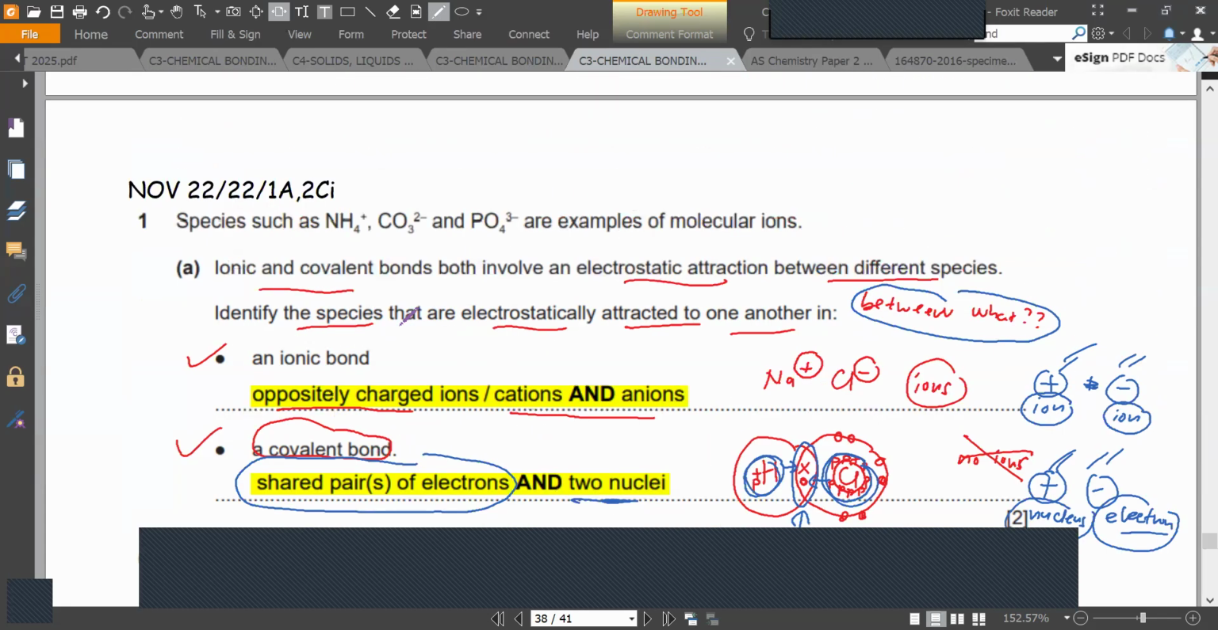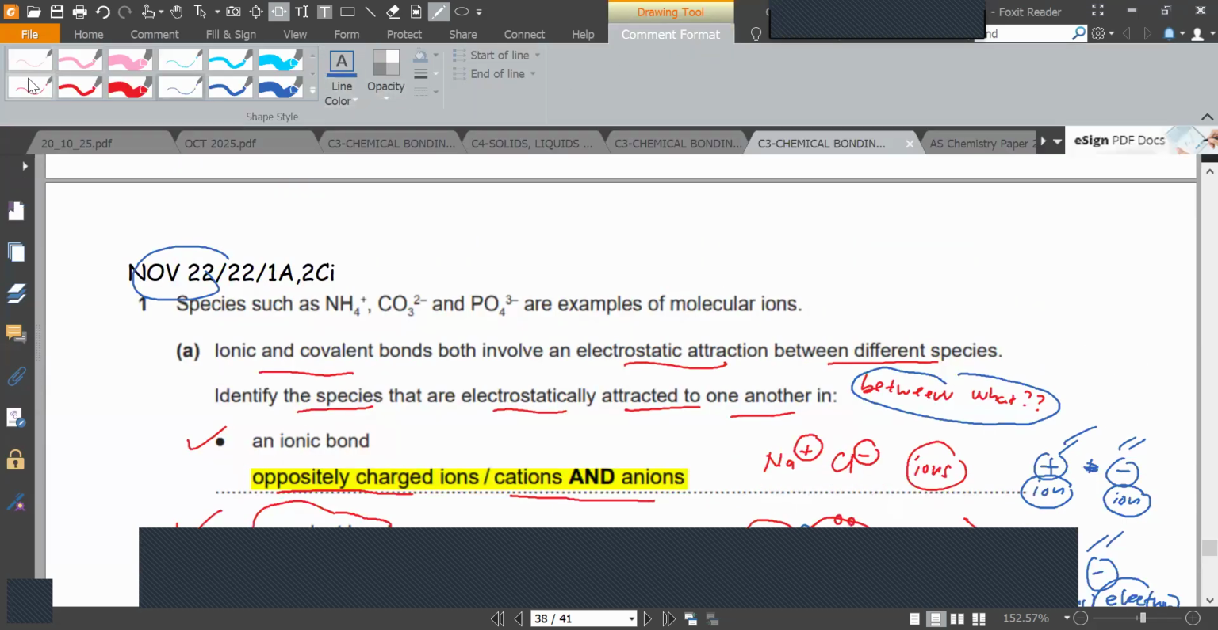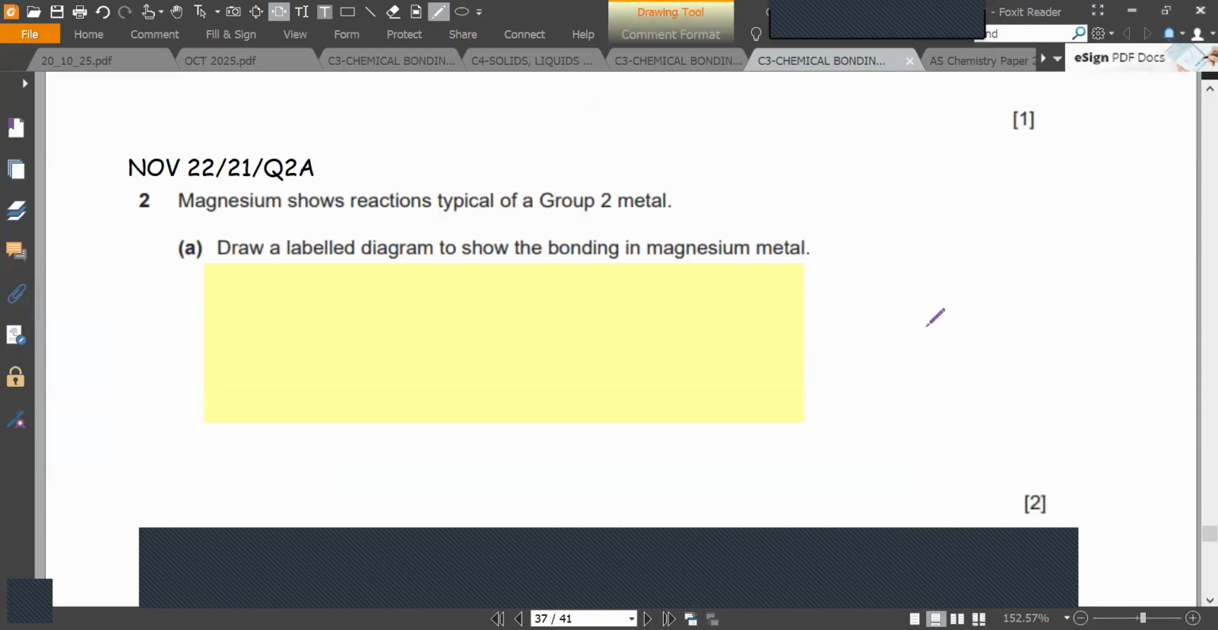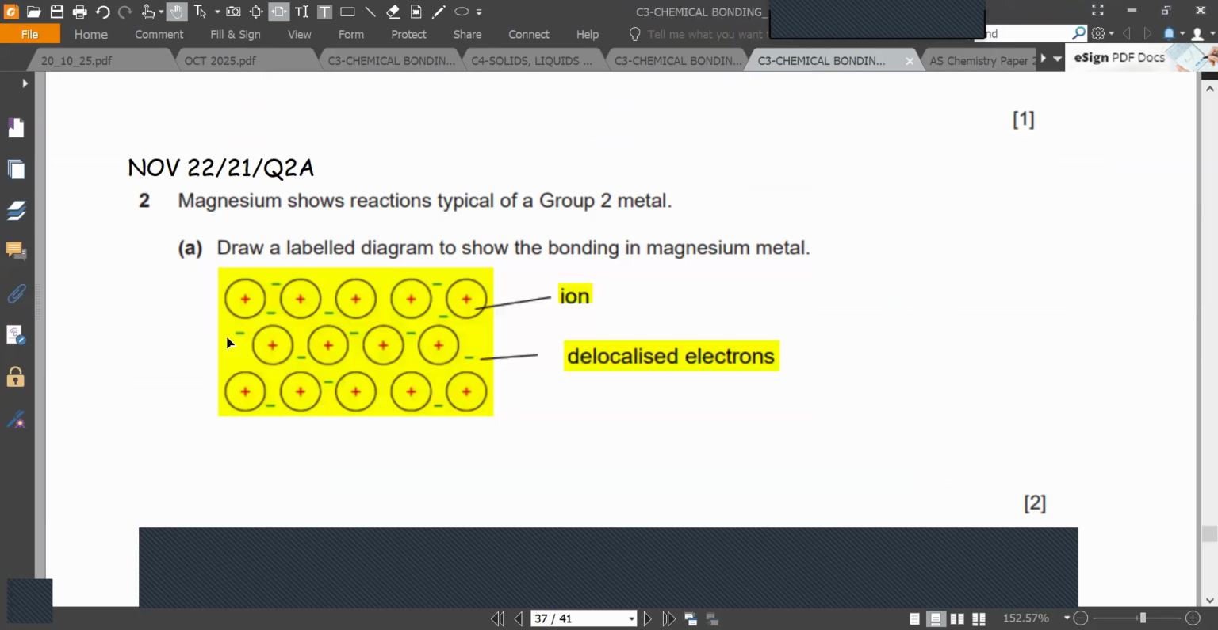So this is also quite a recent question, November 2022. Draw a labelled diagram showing the bonding in magnesium metal. You can see it gets repeated a lot. Just the metallic bonding. So we just need to remember how to draw the metallic bonding, the giant metallic lattice.